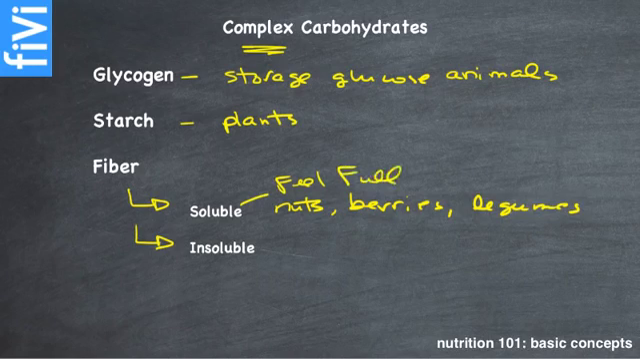And then insoluble fiber, this is the material in plants and grains that actually encourages our body to expel waste. So we don't want waste sitting in our body. We want that getting out there, and insoluble fiber helps us expel that. So whole grains, leafy vegetables are great sources of insoluble fiber.